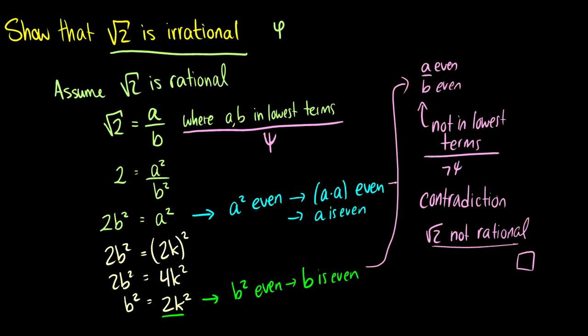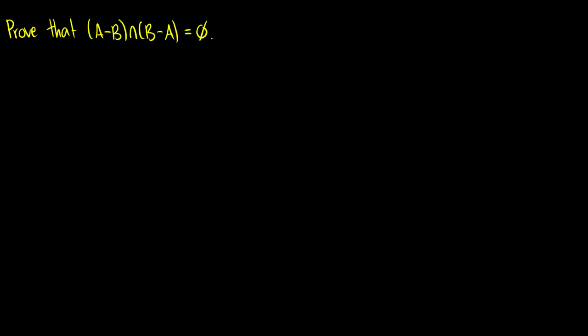So let's do a novel example with set theory. This is a little bit different. I'm saying prove that (A minus B) intersection (B minus A) is equal to the empty set. You could say, well, I could just use set laws and show it like that, but the easier way is to just do a proof by contradiction.